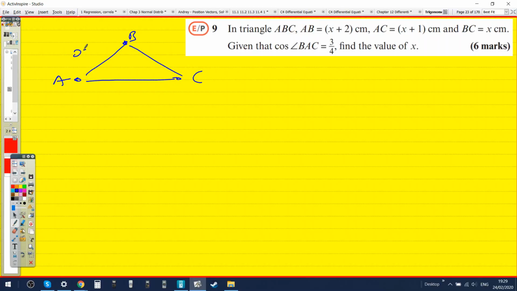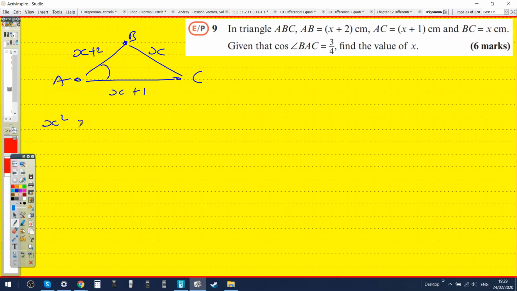A to B. A to C. B to C is x. B, A, C. Aha. Is that one? Yeah. Okay, go on.